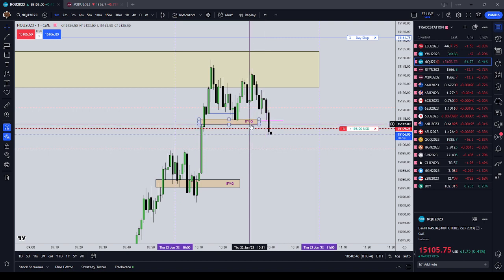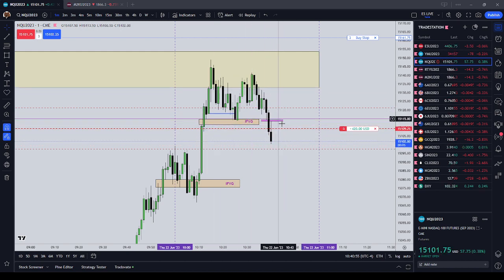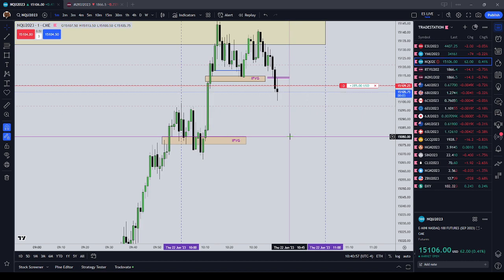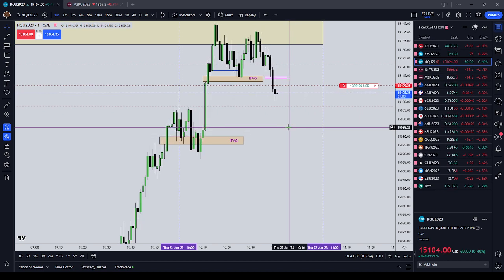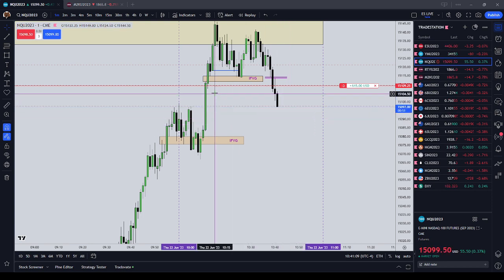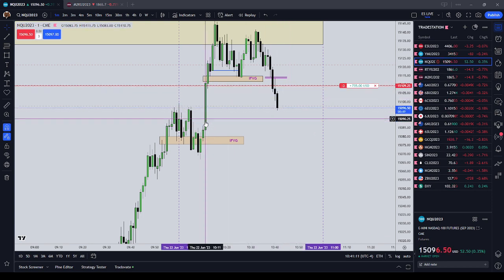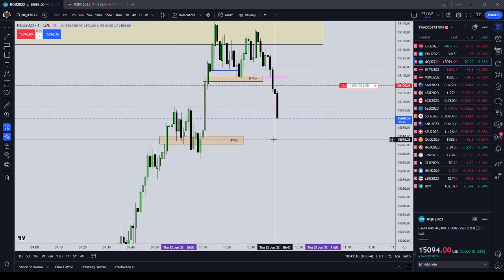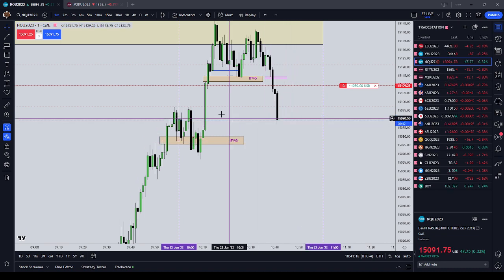Okay, we're punching through that inverted fair value gap. And now we want to see maybe if it can, dynamic support and resistance, right? Let's see if this inverted fair value gap can invert to the other side as we see if we can come back lower. So we're trading into this fair value gap here that I'm showing with my cursor. And if we can trade through it, that would be a balanced price range.